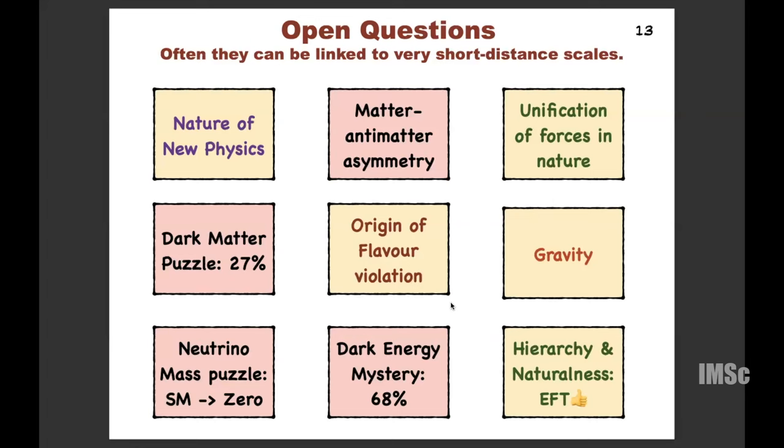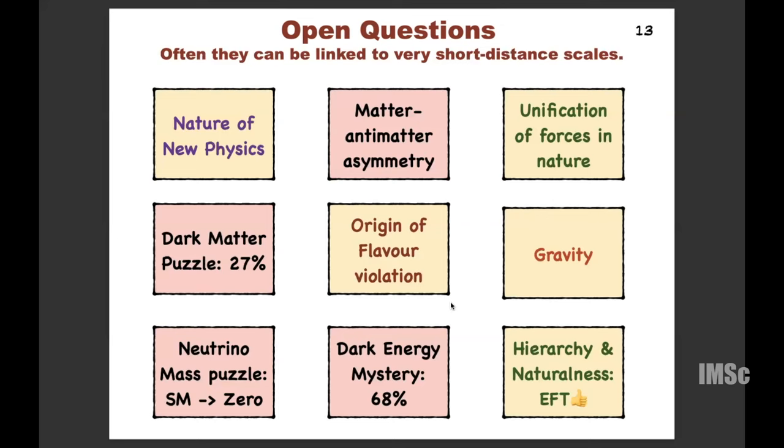Similarly for neutrinos, we have other puzzles. Neutrinos are massive particles, it's experimentally proven, but in the Standard Model the mass is zero. So due to all these reasons, we think that there should be something beyond the Standard Model. That is the main goal of particle physics nowadays.